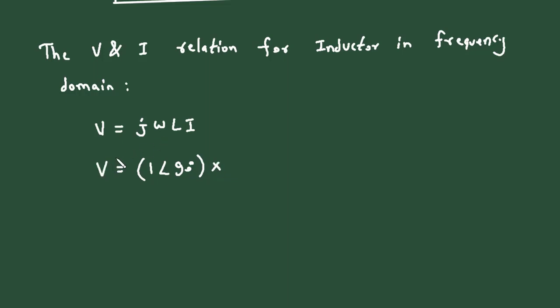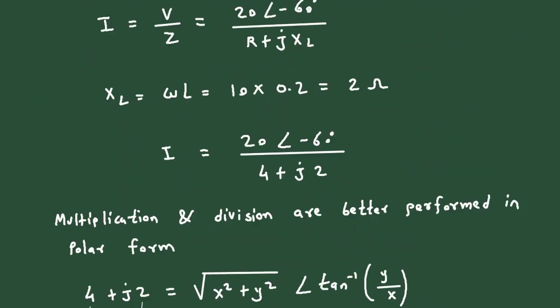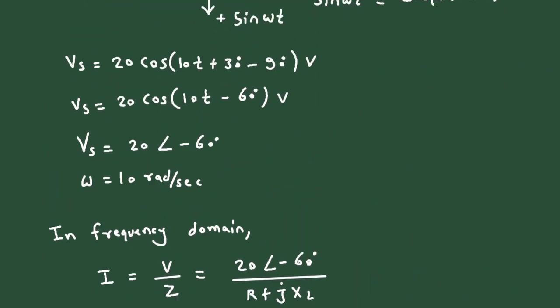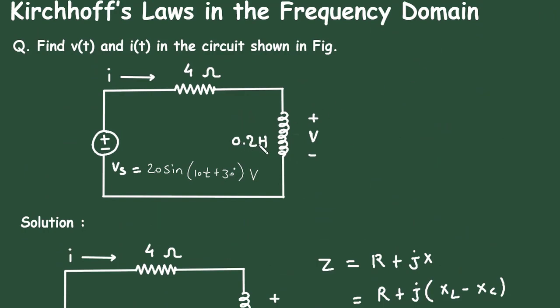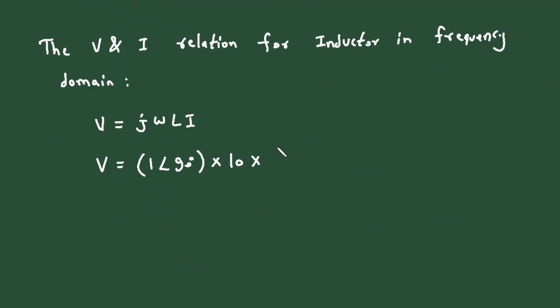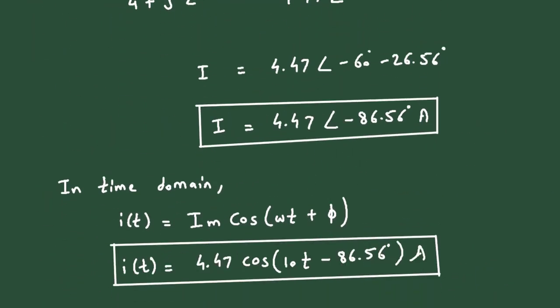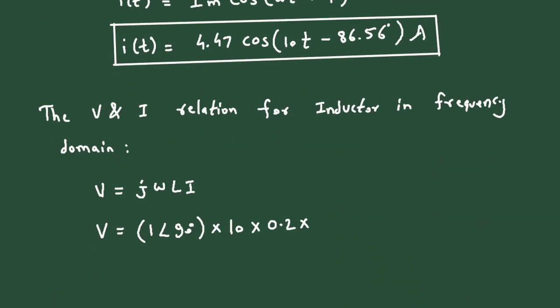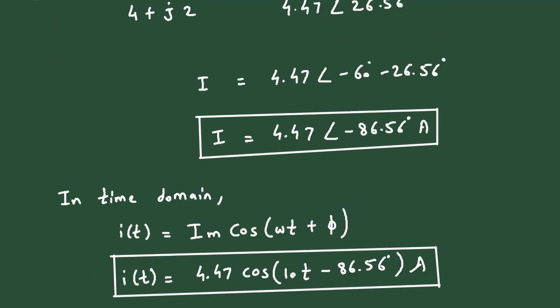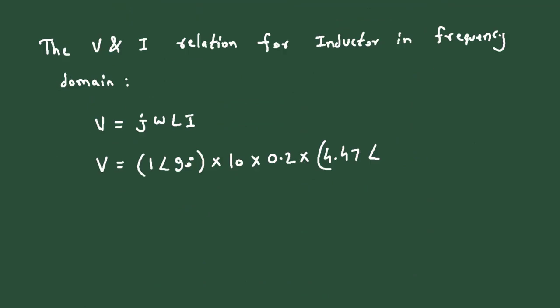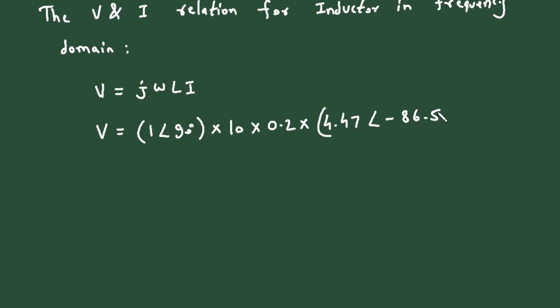And the value of omega is 10 radian per second. So it is 10 into the value of inductance. The value of inductance is 0.2 Henry. So 0.2 multiplied with current I. Now here the value of current I will be this value 4.47 at an angle minus 86.56 degree. So let's simplify this.